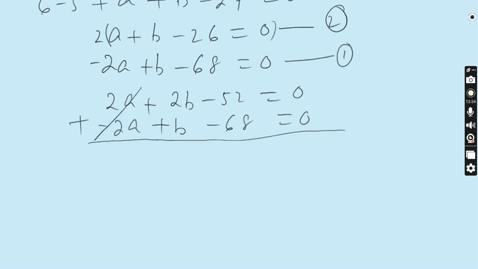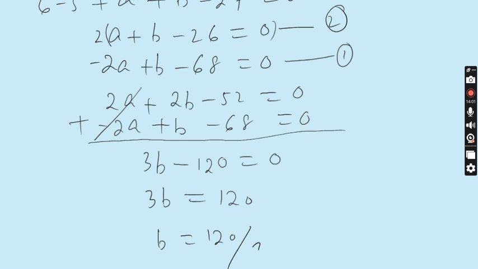Minus 2a plus 2a cancel, 2b plus b is 3b, and 52 and 68, 8 plus 2 is 10, 1, 6 plus 5, 11 and 12. So 120 is equal to 0. 3b is equal to 120, and b is equal to 120 upon 3. 120 upon 3 is 40, shown.